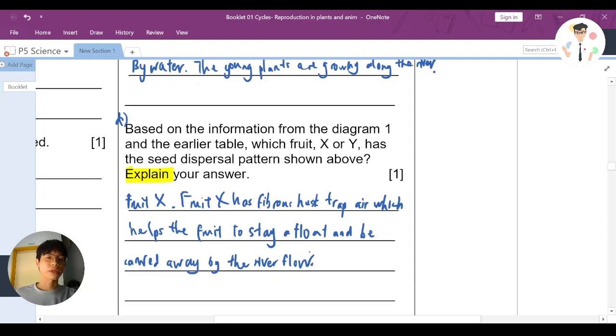And as long as it reaches a place, it will slowly grow from there. Or you can say that the fruit or seeds will germinate there, along the river. You can just write along the river.